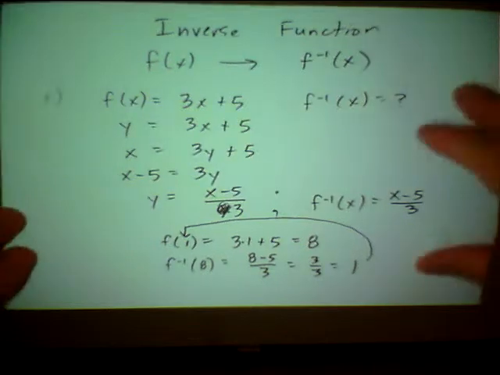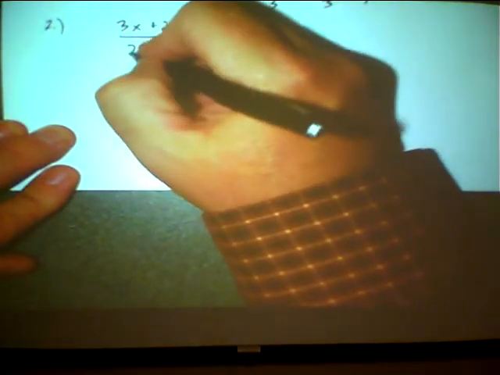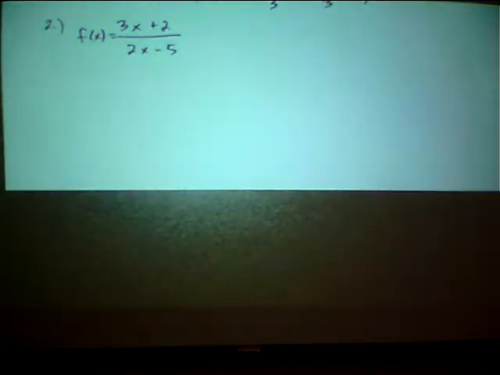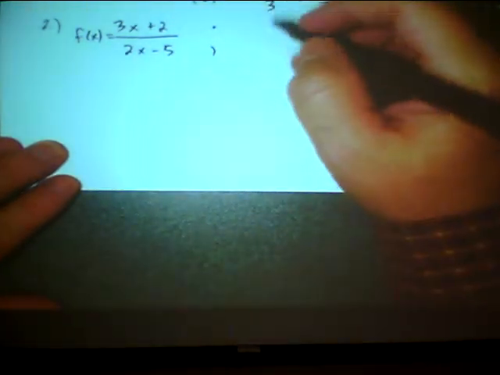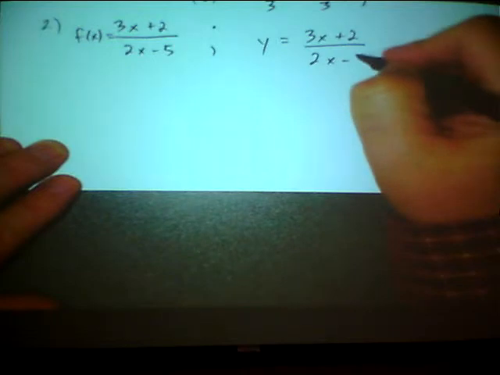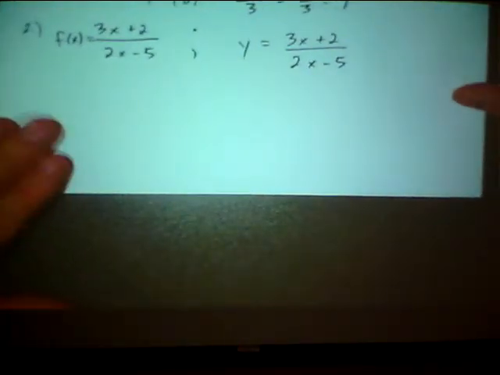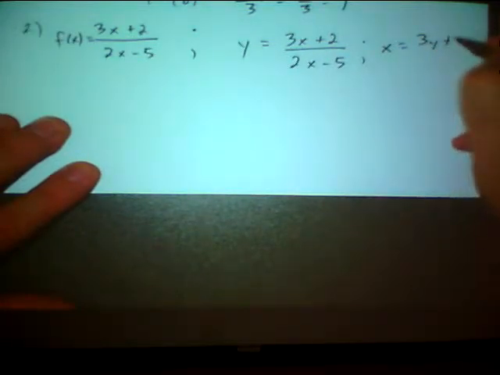Let's do a couple more problems quickly. How about 3x plus 2 over 2x minus 5. So here's my function, and I want to find the inverse of that function. First thing I'll do, instead of f of x, I'll write it as y equals 3x plus 2 over 2x minus 5. And then I want to swap the x's and the y's, so now I have x equals 3y plus 2 over 2y minus 5.